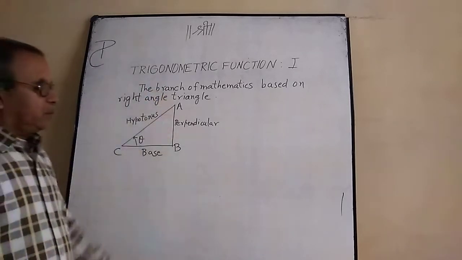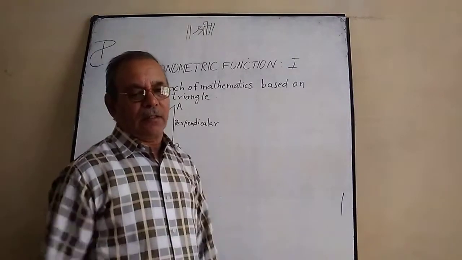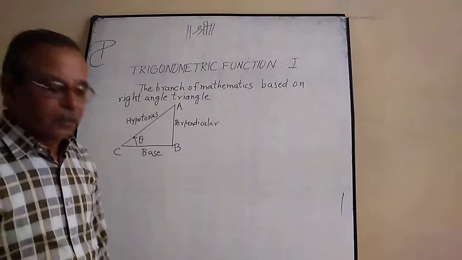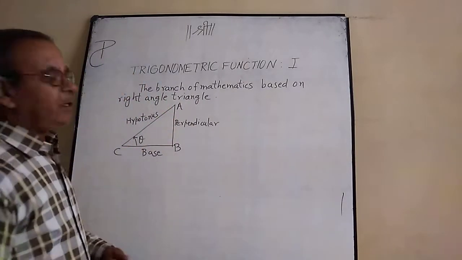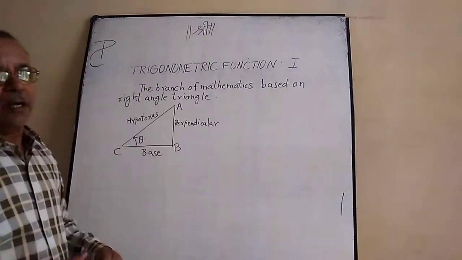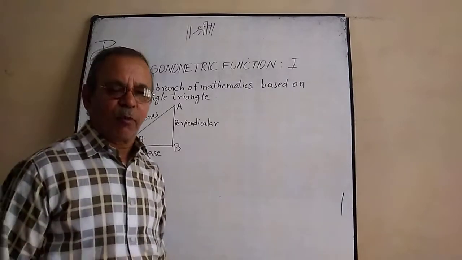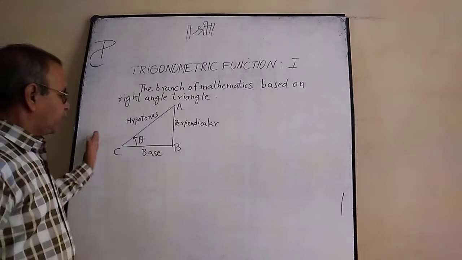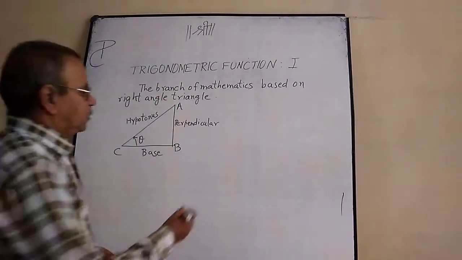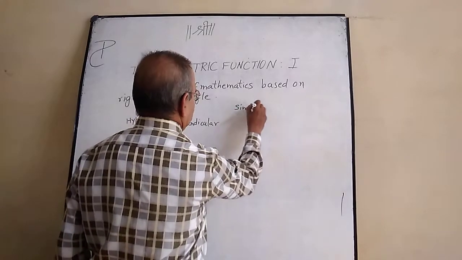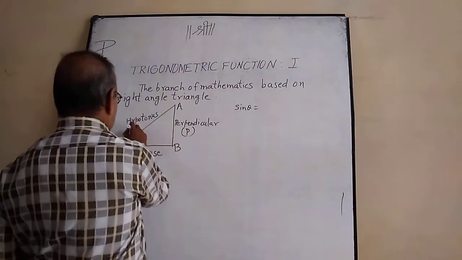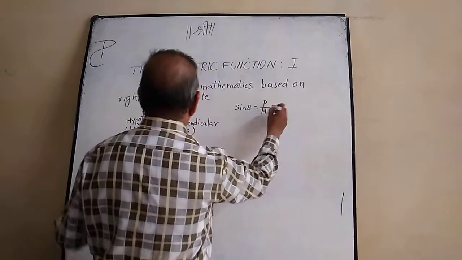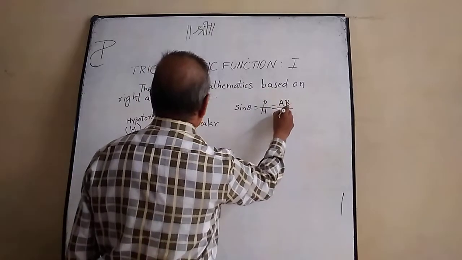The important functions of the angle are the ratios of these three sides. The first is sine theta. This theta, you can also say alpha, beta, gamma, or even write your name, there is no problem. It's the representation of the angle in the right angle triangle. So sine theta is equal to perpendicular upon hypotenuse, and therefore it is written P upon H, which is equal to AB upon AC.